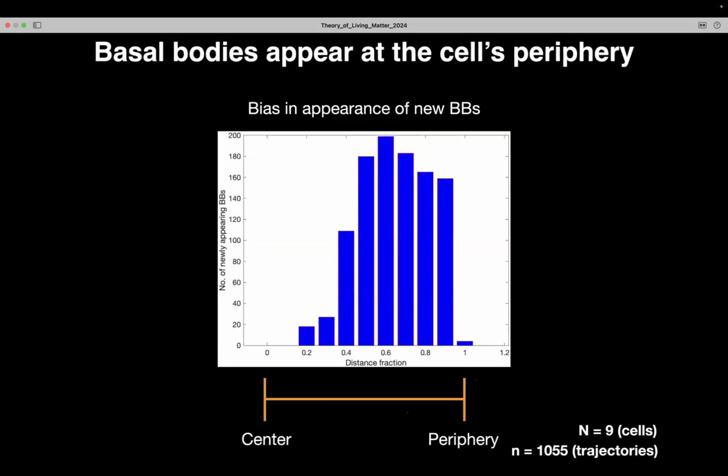All right, so just the last point about the dynamics of these basal bodies was, where in the apical domain do these basal bodies actually insert? So here we quantify the position of the basal bodies during the expansion of the apical domain. What we see here is that the basal bodies actually insert towards the perimeter, towards the periphery of the cell. So they have a preference towards insertion at the edge of the cell. And this is kind of interesting.